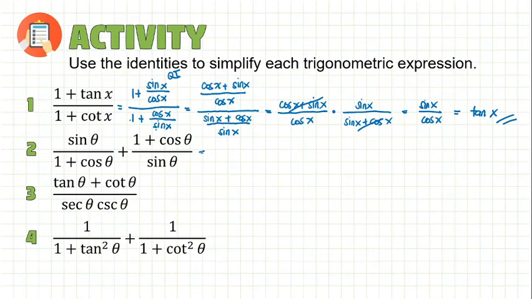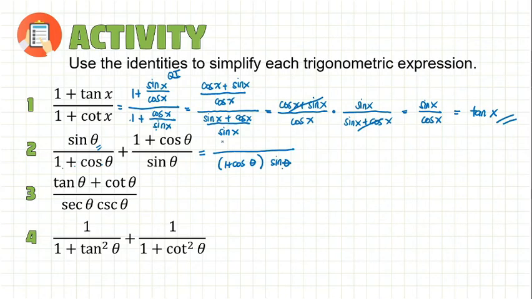For number 2, since all of the functions here are in terms of sine and cosine, we will just combine the two terms here. So here, the LCD will be the product of the two denominators. So we have 1 plus cosine theta times sine theta, right? So 1 plus cosine theta times sine theta divided by 1 plus cosine theta. What's left is sine theta, right? And multiply it by sine theta.